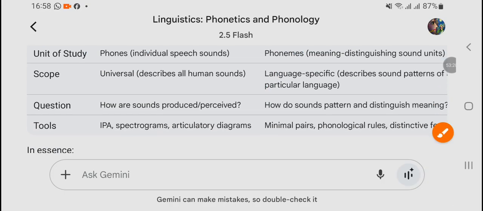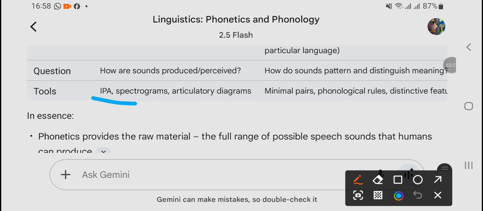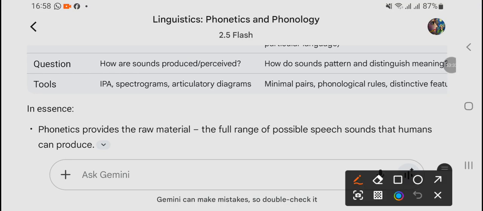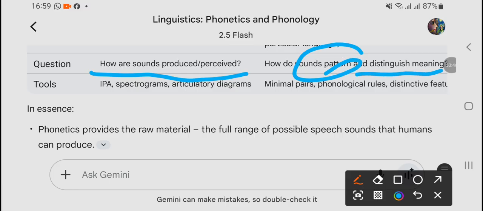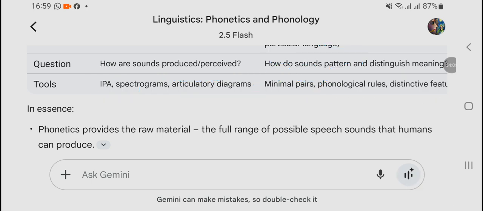Then tools: IPA symbols, and the minimal pair, very important. The question is how are sounds produced or perceived, and how do sound patterns distinguish meaning? If the pattern changes, the meaning changes. Tools for phonetics are IPA symbols, spectrograms, articulatory diagrams, and here the tools are minimal pairs, phonological rules, and distinctive features.